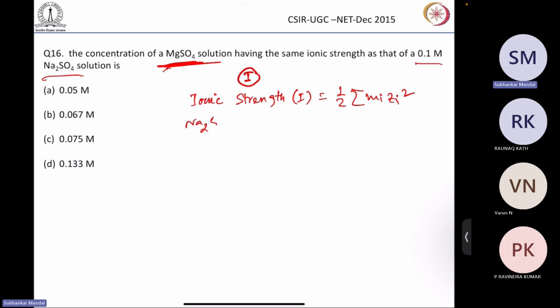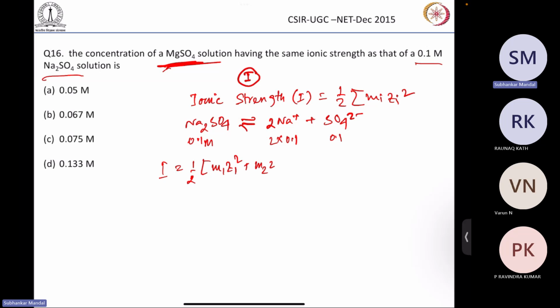So first we can calculate the ionic strength of sodium sulfate. What will it be when it dissociates? 2Na plus and SO4 2 minus it will form, right? So it is 0.1 molar. Then this one, how much will it be? 2 into 0.1, because it will completely dissociate. This one will be 0.1. So we know the concentration. Now we can put it in the equation. I is equal to half of m1 z1 square plus m2 z2 square.